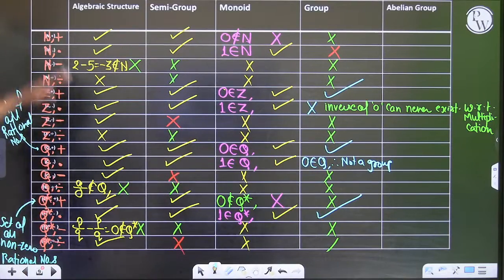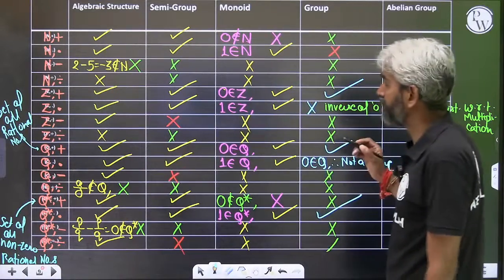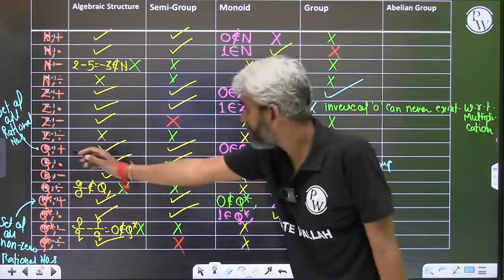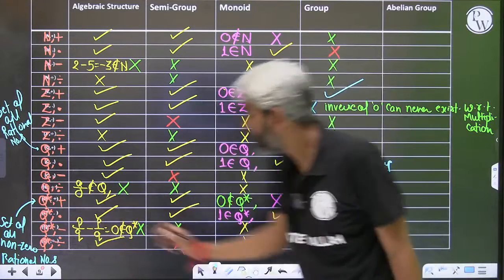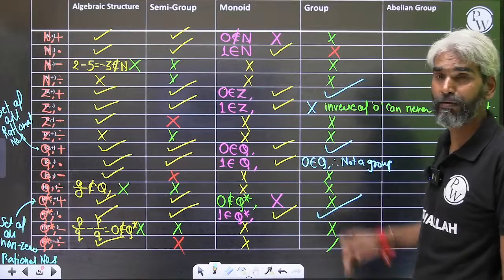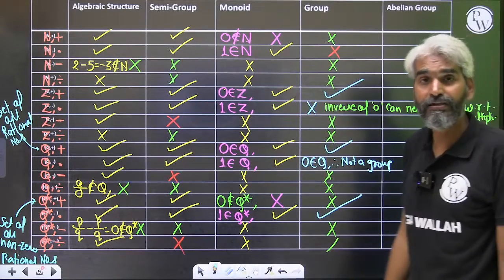So we started from so many sets along with different types of operation, but we realize that set of all integers with respect to addition will be a group, set of all rational numbers with respect to addition will be a group, and set of all non-zero rational numbers with respect to multiplication is a group. No other set with respect to any other binary operation is a group.